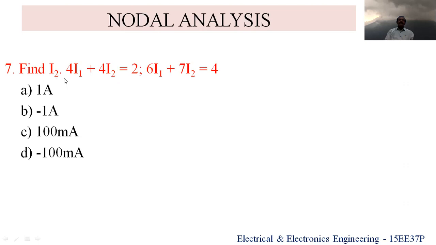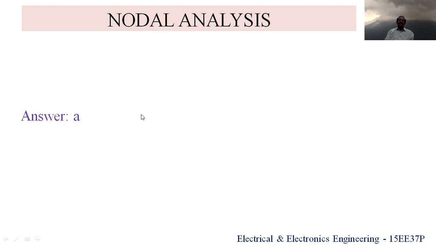So here to find I2: 4I1 plus 4I2 is equal to 2, and 6I1 plus 7I2 is equal to 4. It is a simple 2 by 2 matrix. So we can replace easily because I have to find I2 here. The coefficient matrix is 4, 4, and 6, 7. So the second column is replaced with 4, 2 now, and again 6 and 4. So what is the value we'll get? If you calculate this, then you will get 1 ampere.